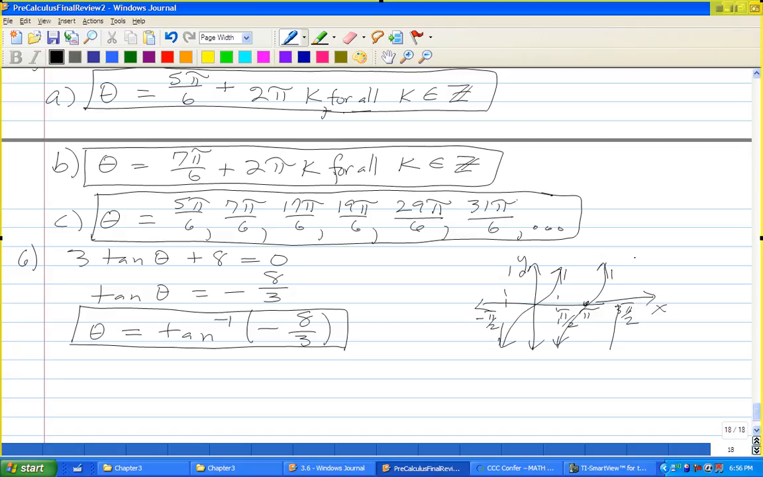So tangent, the graph of it looks something like this. Okay, so the negative of that will be in the fourth quadrant. If you look at the arctan.